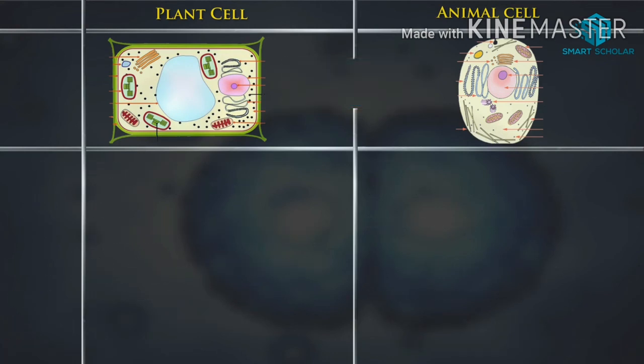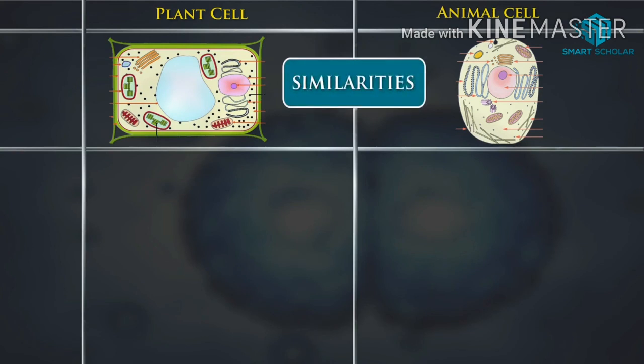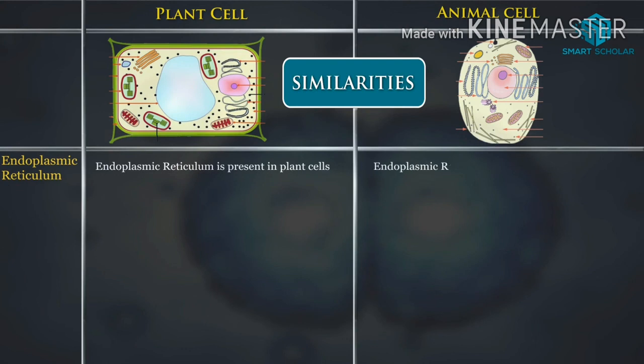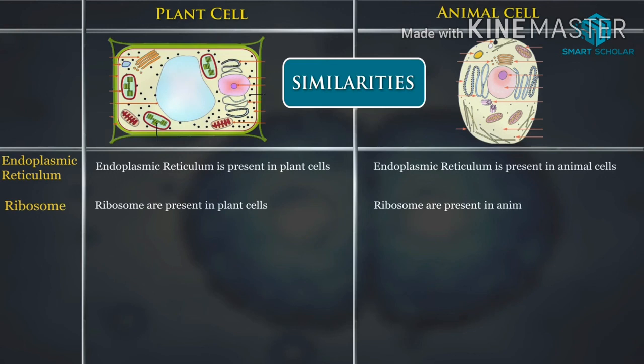Then we have similarities in plant cells and animal cells. Let's begin with endoplasmic reticulum. Endoplasmic reticulum is present in plant cells. In the same way, endoplasmic reticulum is present in animal cells too. Ribosomes. Ribosomes are present in plant cells. In the same way, ribosomes are present in animal cells too. Mitochondria are present in plant cells. In the same way, they are present in animal cells too.